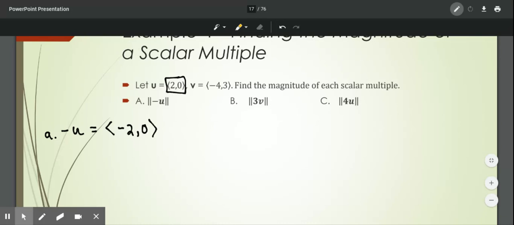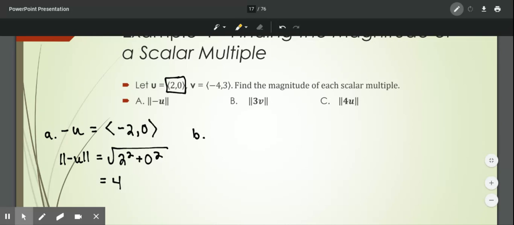And then to find the magnitude, remember the magnitude is the square root of a squared plus b squared. So 2 squared plus 0 squared. So we would get 4. And remember to use your formula sheet as you're starting to do these. You don't have to have these formulas memorized. Keep looking at your paper and eventually I think you'll just memorize them.